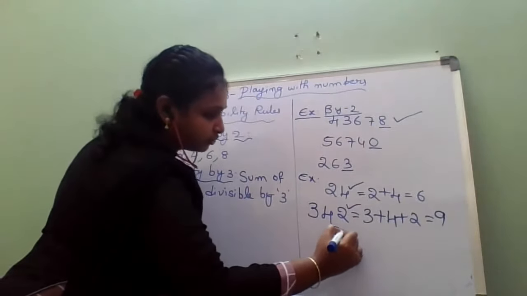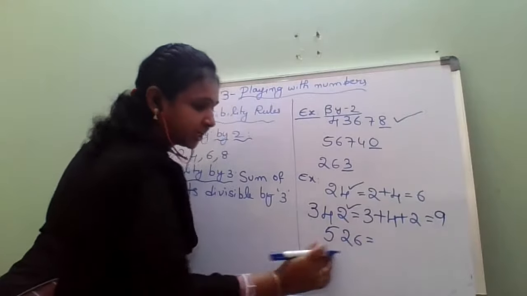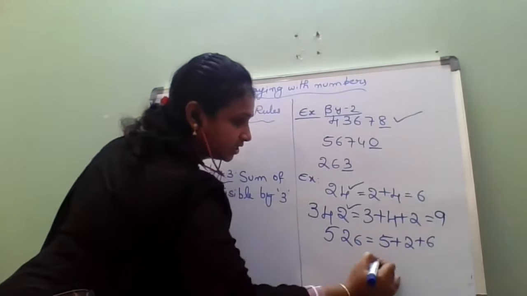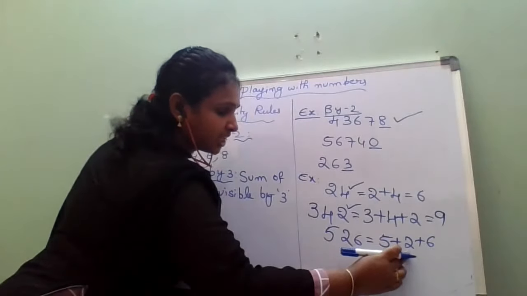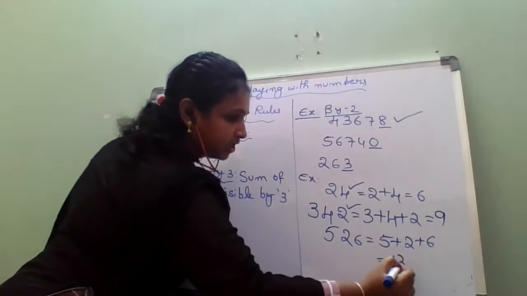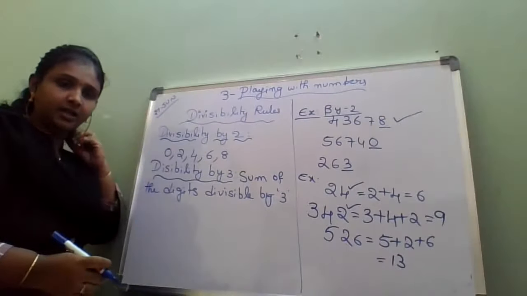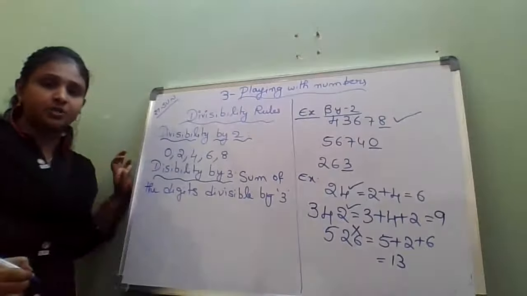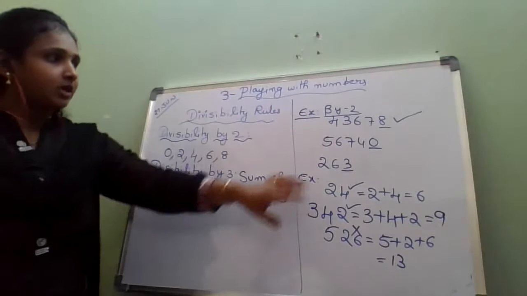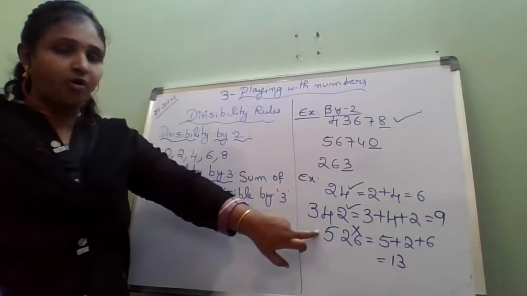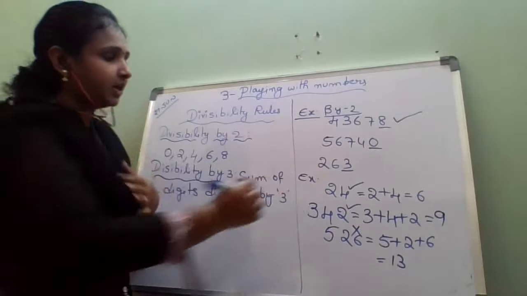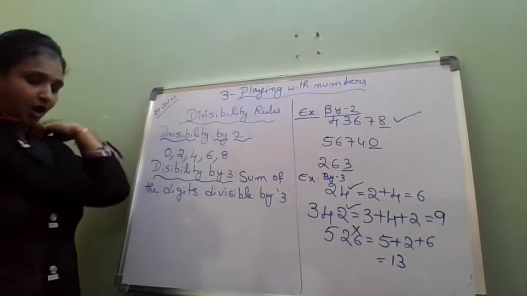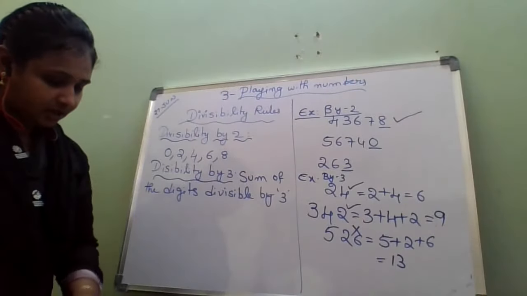Next, 526. Check this number. 5 plus 2 plus 6. 5 plus 2 is 7, 7 plus 6 is 13. Is 13 divisible by 3? No. So this number is not divisible by 3. So these were examples of divisibility by 2 and this was divisibility by 3. Okay.